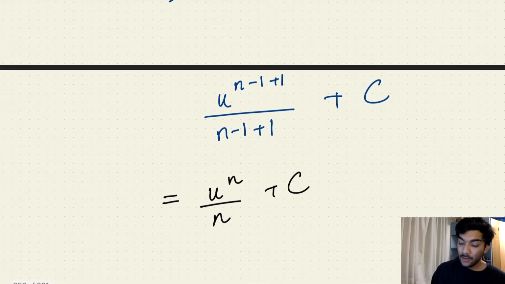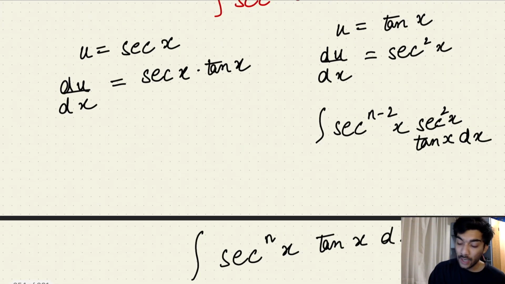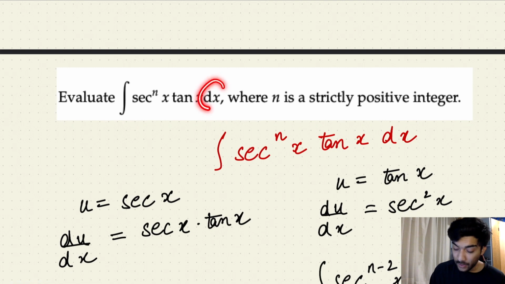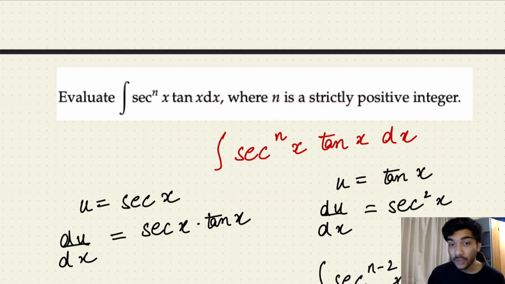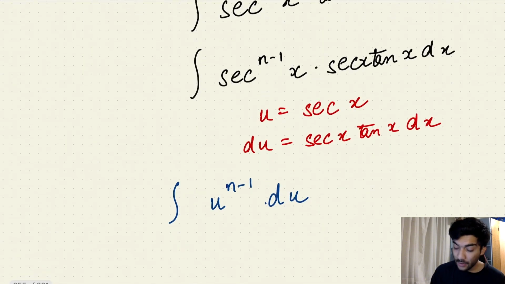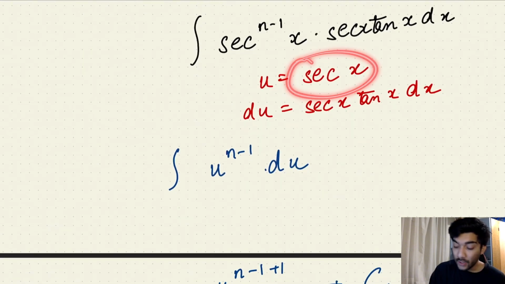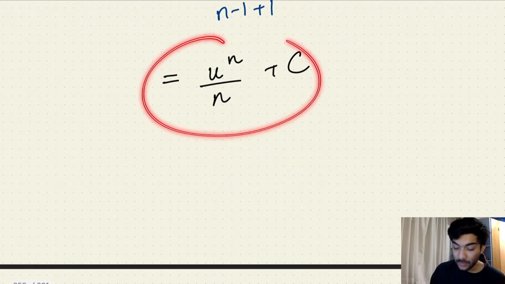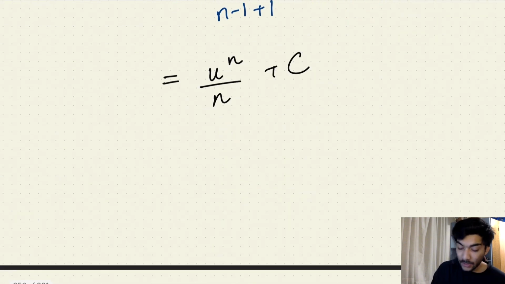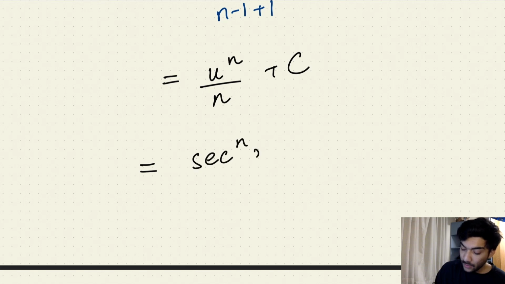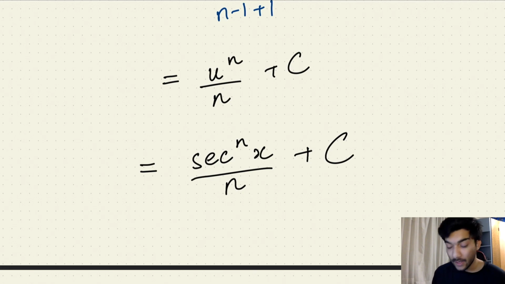So our final answer, according to the u function, would be simply u to the power n upon n plus c. But now, since we want the answer to be in terms of x over here, because we have a dx component over here, so we need our answer to be as a function of x, we'll have to substitute the original function back into the u expression in the final answer. So since our u is secant x, our final answer to the original indefinite integral would be secant to the power nx upon n plus the constant of integration in this case.